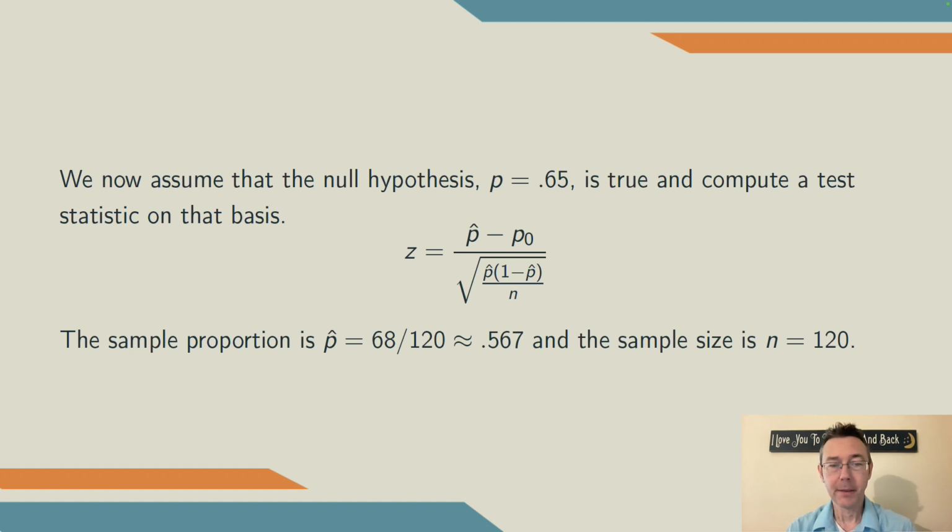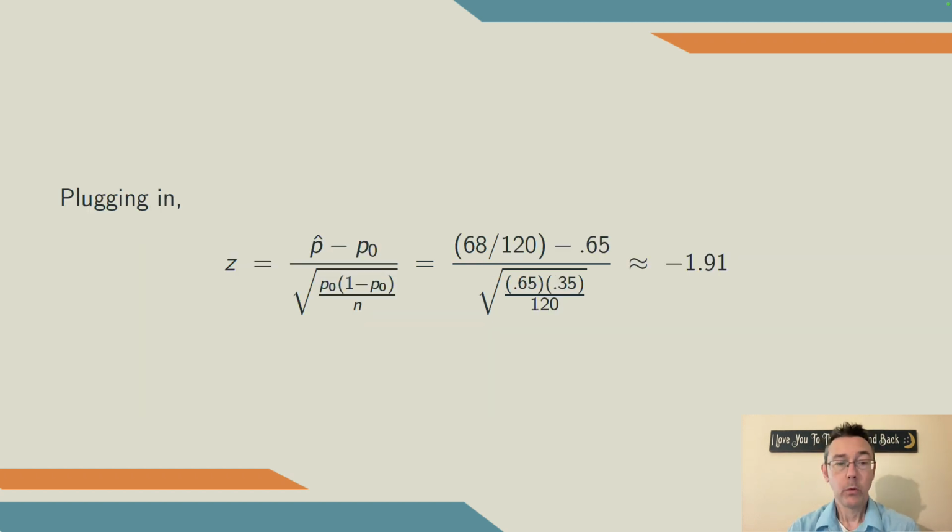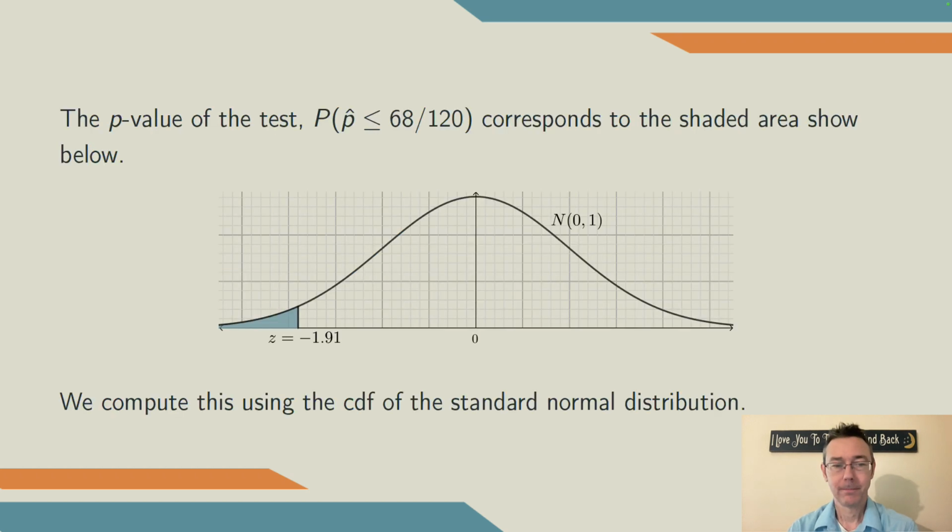In this case, our p-hat is 68 divided by 120, the sample proportion. It's about 0.567. The sample size n is 120, and our null hypothesis value p0 is 0.65. We plug in, do a little bit of arithmetic, simplify all that, and we get z is about negative 1.91. So that's less than what we would have expected if the null hypothesis were true, if the university's claim were true, but probably not radically less.